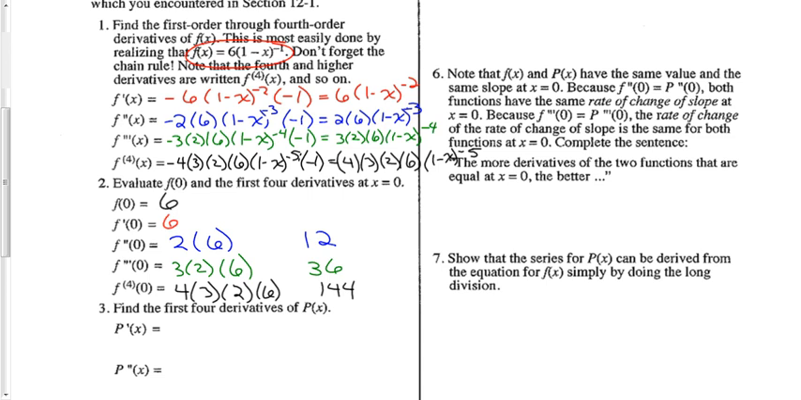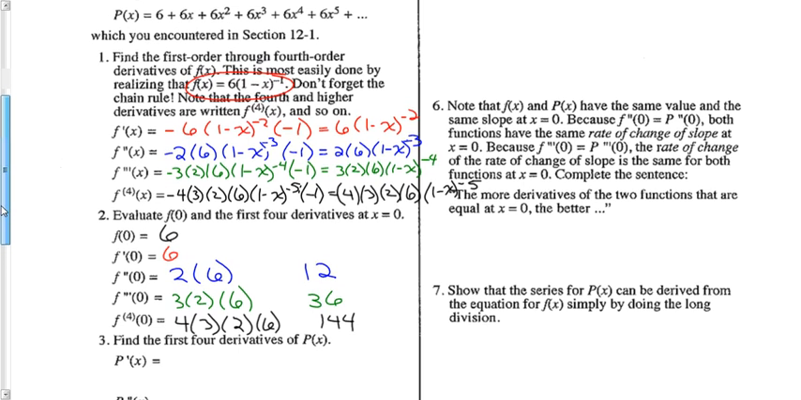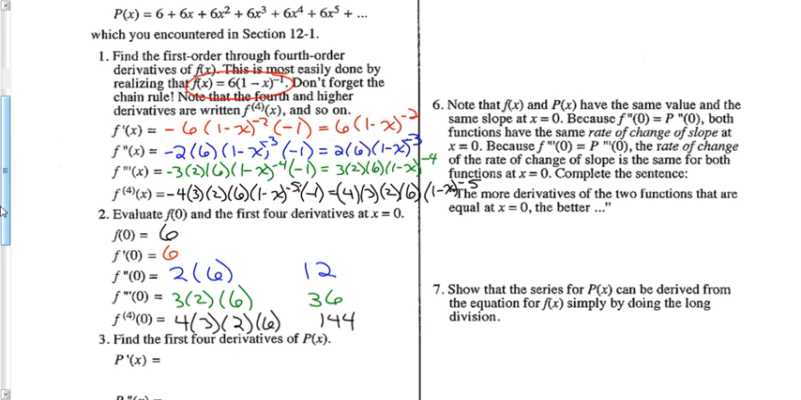So next thing we're going to do is find the first 4 derivatives of p. Now, p was up at the top. Let's see if I can see both. Barely. Okay, so p is up at the top. I'm going to take that derivative. The derivative of 6 is 0. The derivative of 6x is 6. The derivative of 6x squared is 2 times 6x. The next derivative is 3 times 6x squared. The next one is 4 times 6x cubed, etc. And I'll continue as I need to.